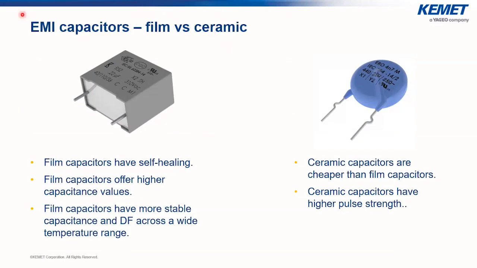There are two main technologies for EMI capacitors, film and ceramic. Here, the choice really depends on the final application, and it's the designer who chooses. There are advantages and disadvantages. Film capacitors, first of all, have self-healing. That is a really good property they have. Then they offer higher capacitance values, and they offer a really stable capacitance and dissipation factor across the whole temperature range. Instead, ceramic capacitors are cheaper than film capacitors, and this is of course a really good quality, and in general, they have higher pulse strength compared to film capacitors.